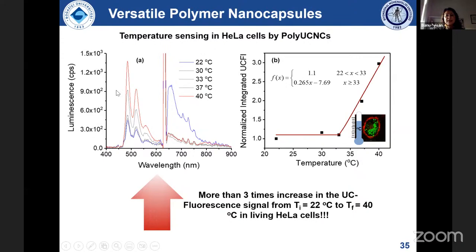As you can see here, when we increase the temperature from 22 to 40, this is the part that we monitor, the delayed fluorescence. So here we got really a 3 times difference. We could make a variation when these polymeric upconversion nanocapsules are taken up by the HeLa cells, and we could get the signal directly from the cells with this experiment.